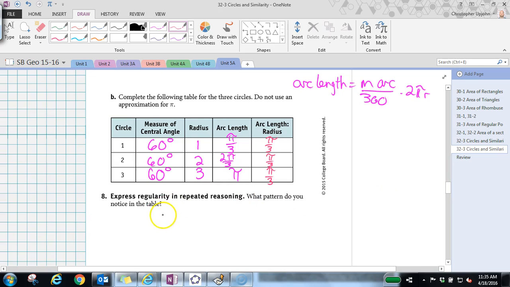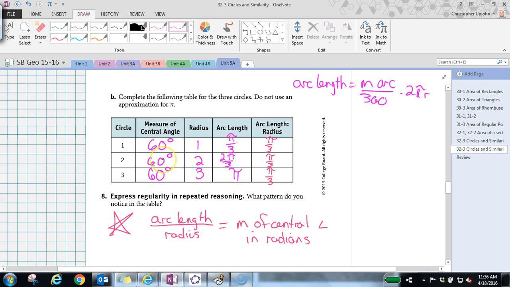What pattern do you notice in the table? Well, that the arc length divided by the radius is the same. And what that is, again, hint, hint for the test, arc length divided by the radius is the measure of the central angle in radians. What we're going to talk about in a second. Another way to measure angles, so they can be in degrees or radians.